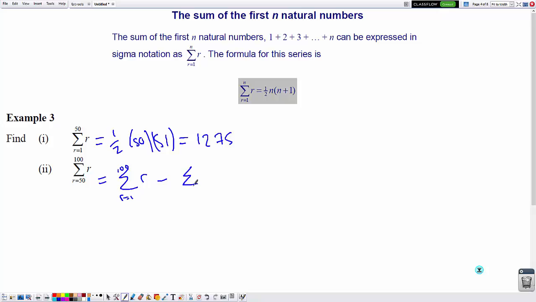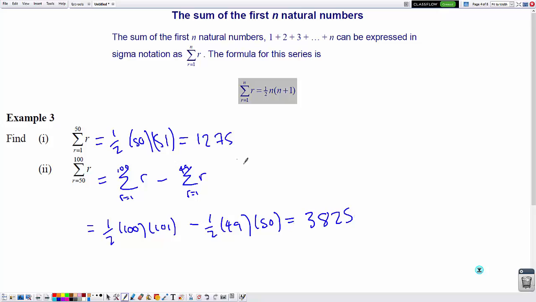What do I need? I have to take away all the extra terms I have. So I take away sigma r equals 1 to 49. Now it's 49 because I want my 50th. My 50th is included, so I don't take away my 50th term. I take away my 1st to 49th term. Now I use my formula for each of these separately, and I have my answer. So for this my n is 100, for this my n is 49. So this one is a half times 100 times 101, minus a half times 49 times 50. Just plug it into your calculator and you'll get an answer of 3,825.